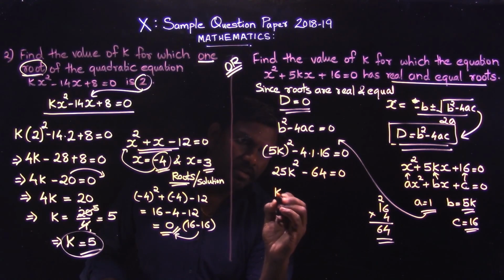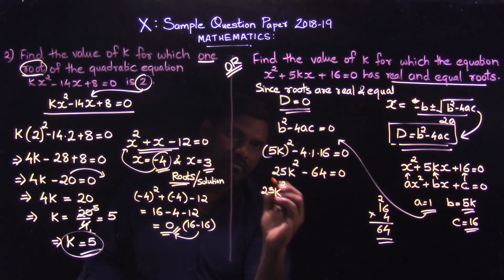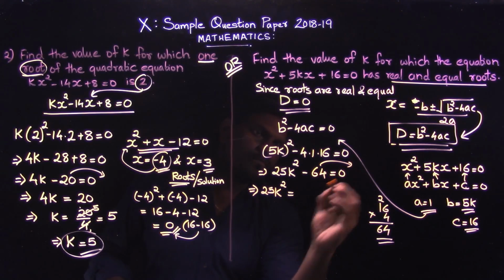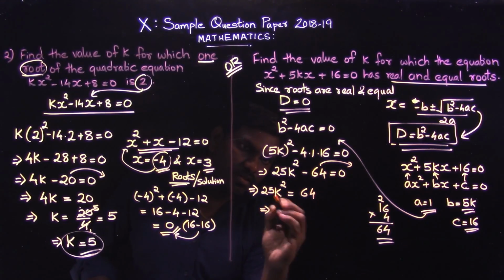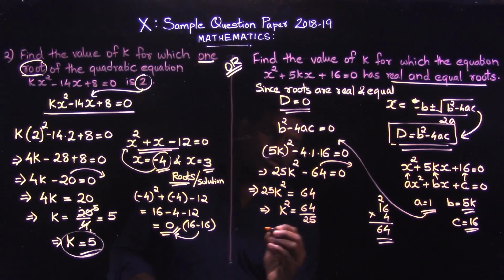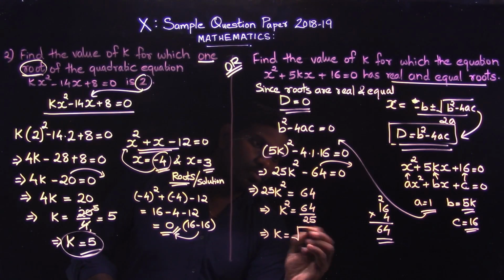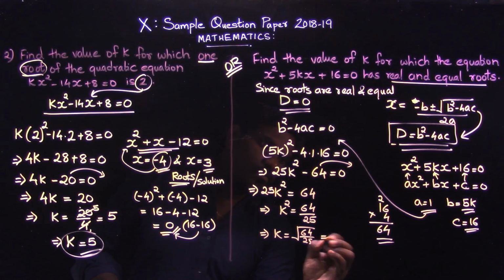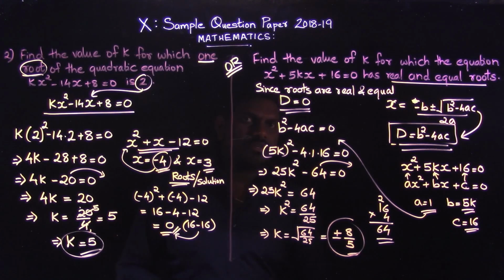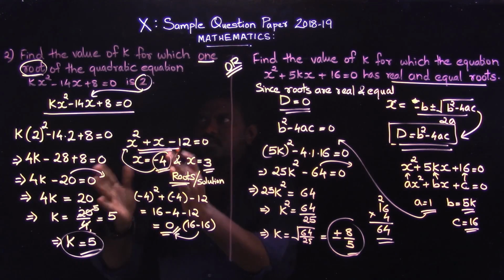Then k square is what you need to write. Okay, fine, I will write one more step. 25k square is going to be 16, 4 will go that side, and thus your k square is going to be 64 by 25, and you need to take the root of it. The root of 64 by 25 is nothing but plus or minus 8 by 5, since 8 into 8 is 64 and the root of 25 is 5. So this is going to be your answer for the second question, the optional one. Fine. I think you understood what a root is.